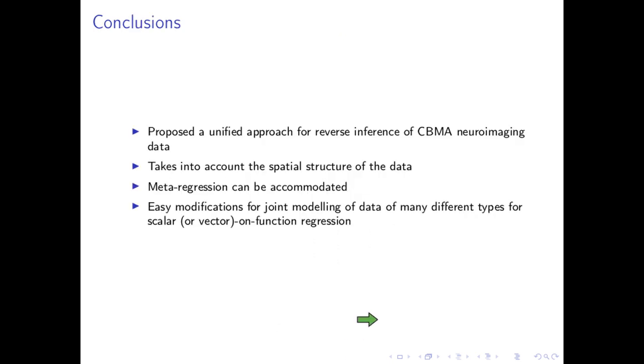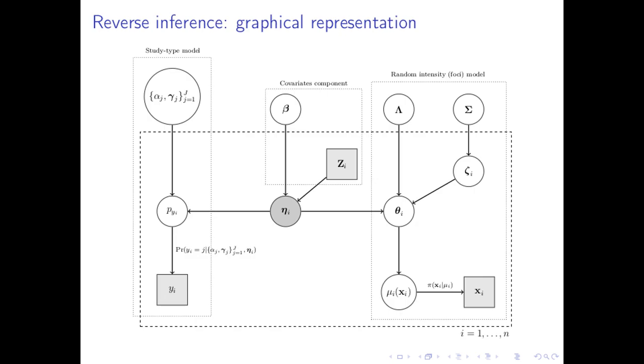So to summarize, we have proposed a unified approach for reverse inference of CBMA data, taking into account the spatial structure of the data. We can accommodate meta regression, but what I like the most about the method is that besides the application, it is flexible and you could use it in a variety of applications. If you don't have point pattern data, you might have functions, or you're modeling hormone trajectories. You can change the likelihood, but you still retain the lower levels of the hierarchy, and you can still keep the model.